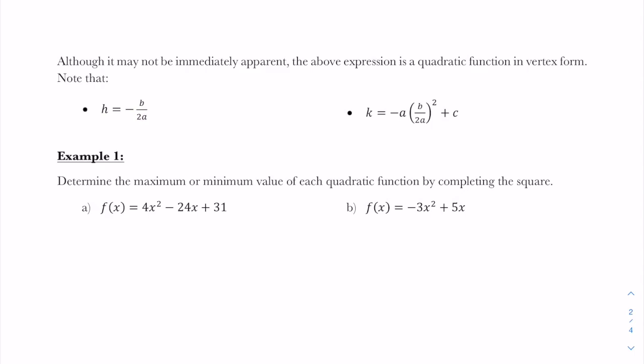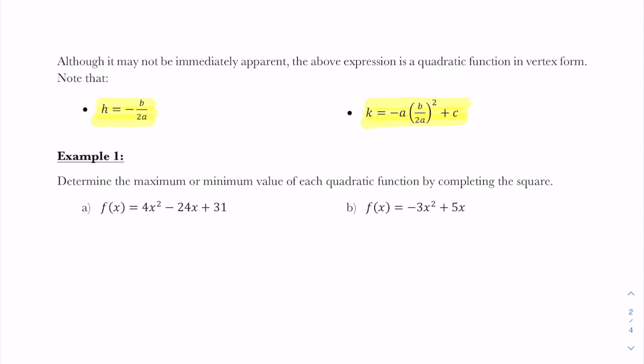It may not be immediately apparent, but h, which is the x-coordinate of the vertex, is equivalent to negative b divided by 2a. And similarly, k, which is the y-coordinate of the vertex, is equivalent to this expression over here. This isn't something to memorize, but it results from completing the square of the general quadratic function f of x equals ax squared plus bx plus c.